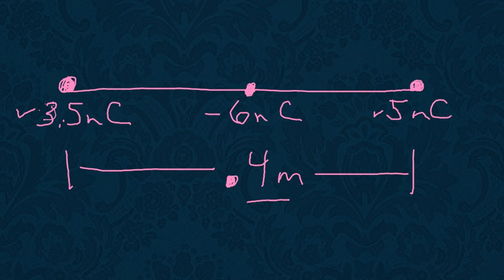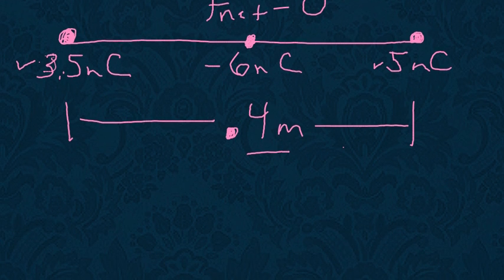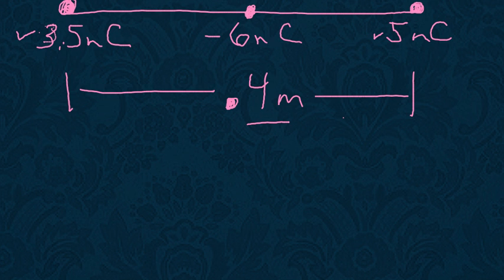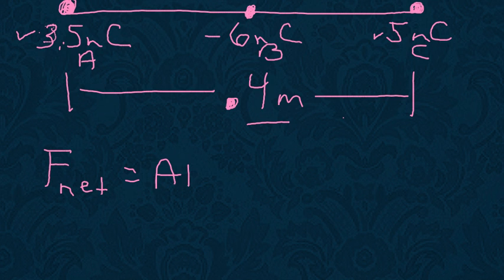And the question is, where do I have to place that charge so that on it the net force is 0? Well, if we think back to our ideas on equilibrium, the sum of all forces must equal 0. So for my net force, the forces I have would be between, we'll call this particle A, and we'll call that one B, and C. Between A and B, that force, plus B and C, has to sum to 0.